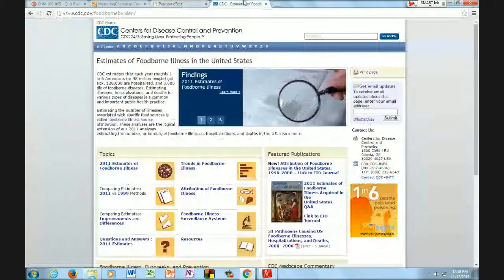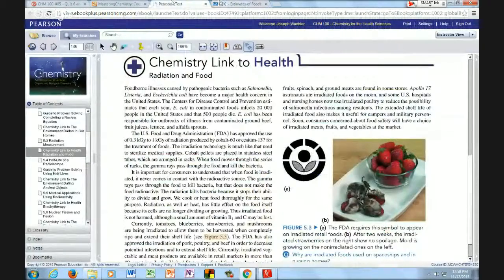Foodborne illness is really dangerous. The CDC estimates about 1 in 6 people get sick, 128,000 are hospitalized, and 3,000 die of foodborne illness, that's food poisoning, every year. This is really an effective way to prevent that. If your food is irradiated, there's no bacteria left in it. So even if you have poor preparation techniques or cross-contamination or whatever, you're not going to get sick because the bacteria is not there anymore.